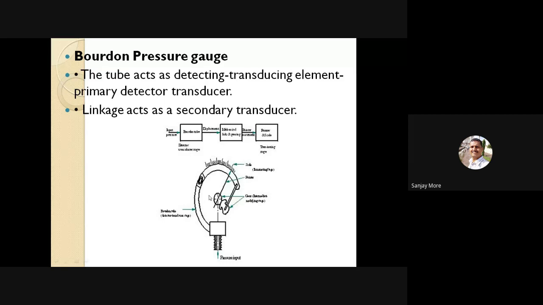Then second, displacement: when applying pressure, this tube expands, meaning displacement, through mechanical linkage and gearing. Then next, the pointer or scale. When applying pressure, this linkage gets converted into readable readings. Then the pointer sensor.